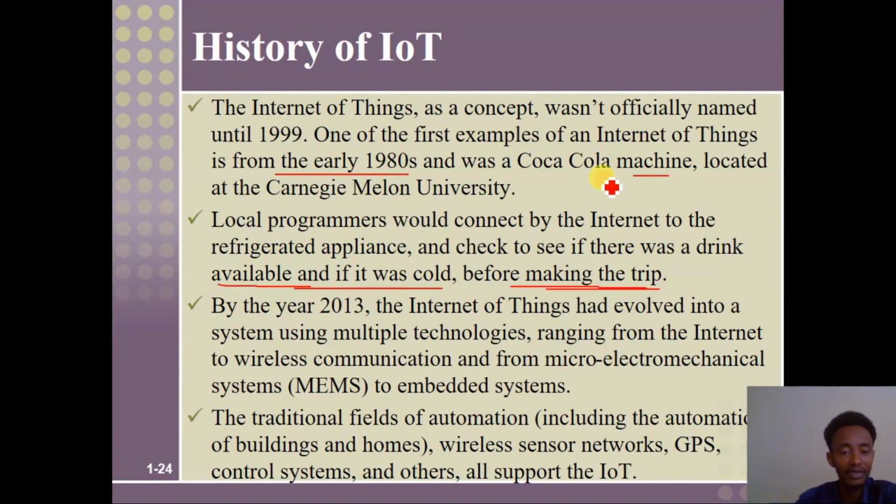But by the year 2013, the Internet of Things had evolved into a system using multiple technologies, ranging from the internet to wireless communication, and also from microelectromechanical systems to embedded systems. The traditional fields of automation, including the automation of buildings and homes, wireless sensor networks, GPS, control systems, and others, all support IoT.